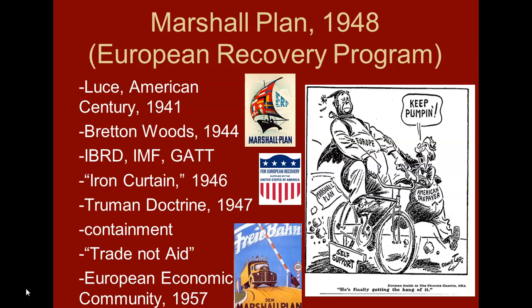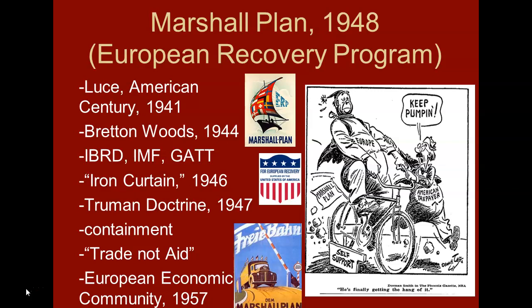The United States took the lead in establishing the International Bank for Reconstruction and Development, IBRD, the International Monetary Fund, and a General Agreement on Tariffs and Trade. The goal of the GATT was to create free trade, lower tariffs around the world, the IMF to stabilize currency, and the IBRD to provide development and reconstruction money towards war-torn countries.